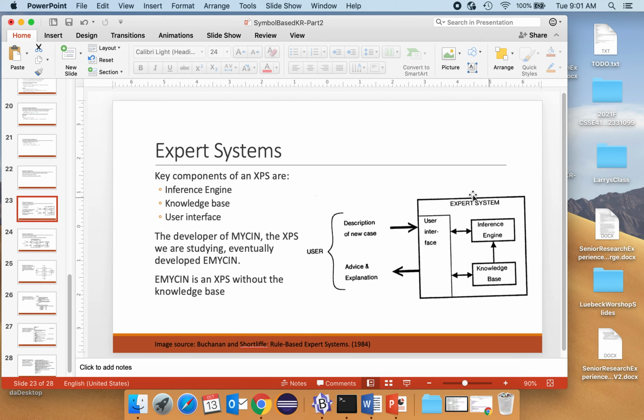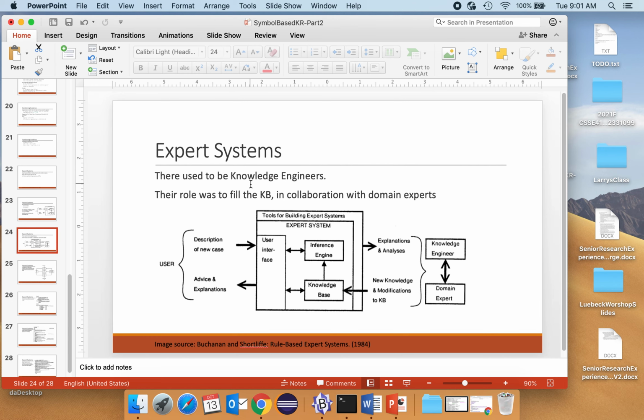Now, eventually, the people around MYCIN developed EMYCIN. EMYCIN is everything that you see over here except for the knowledge base. There was actually a job description back in the 80s and 90s of a knowledge engineer. The knowledge engineer would work with a domain expert to fill this knowledge base. Notice that they had this backend, literally a tool for building expert systems, that enabled them to trace the working of the expert system and fine-tune the confidence factors and the rules. So that was kind of the idea: the knowledge engineer would work with the domain expert to fill up this knowledge base and then fine-tune the system until they were happy with the way it was working.